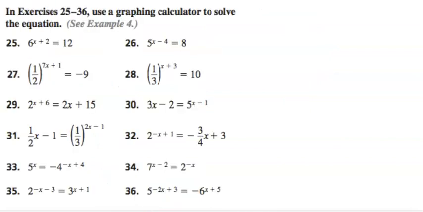And then 25 to 36 was using a graphing calculator. You won't be able to solve any of these algebraically. None of the bases are the same on any of these. So this is optional if you want to do this. It's just going back in and putting both equations in, playing with the window a little bit. Can you see both intersections, and then can you find a point of intersection?